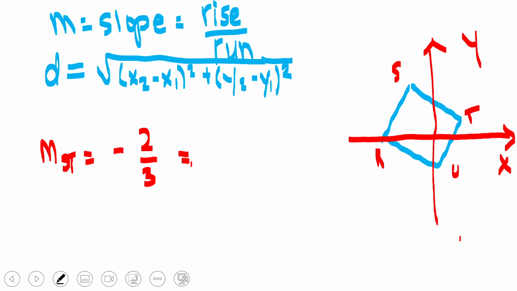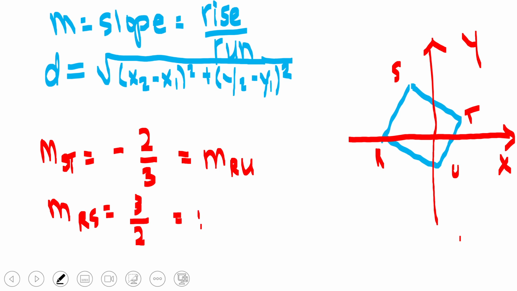That's also equal to the slope of line RU. Alright, look carefully at the slope of RS. Consider it. It's a positive rise over run of 3/2, and that's also equal to the slope of UT. Find those. Consider rise over run. Use the visual on the graph to find your slope. We've done that in class along the way.